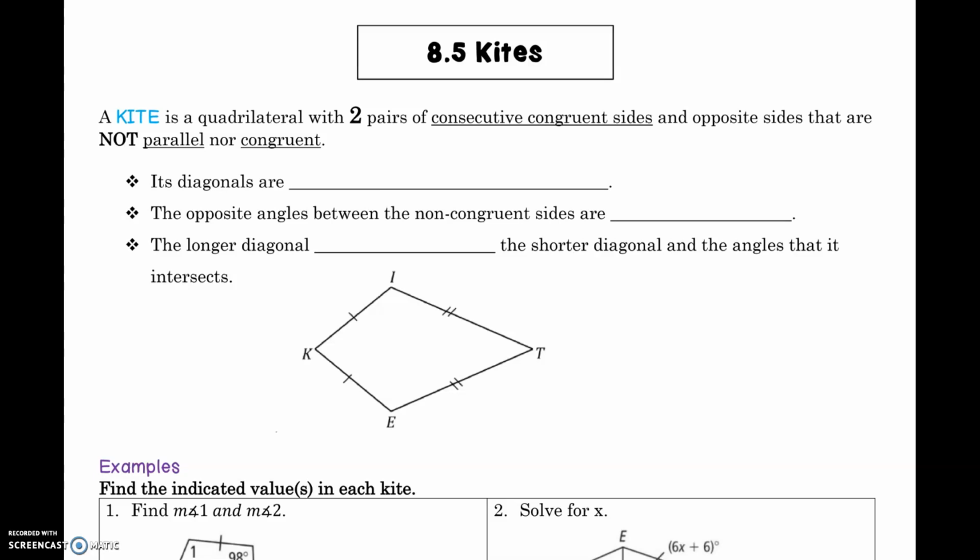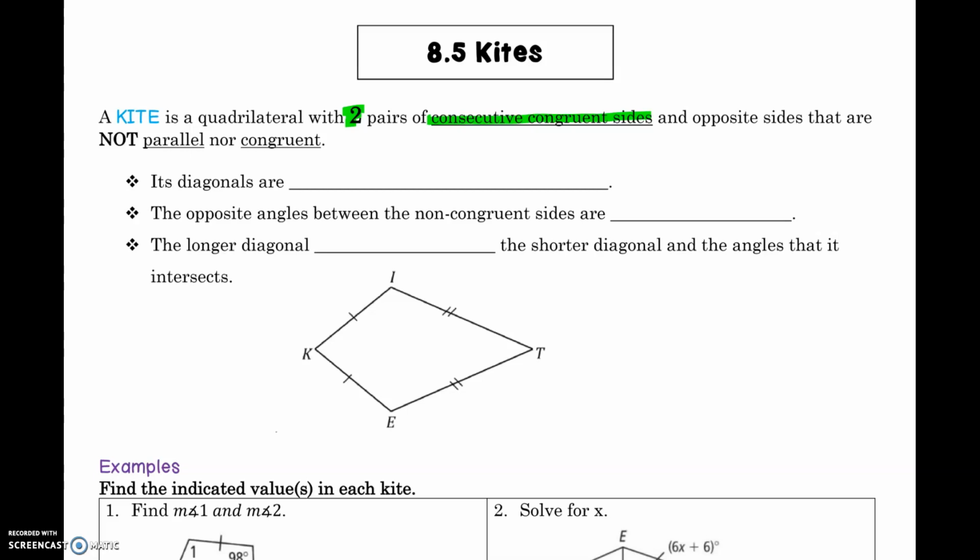Today we are going to talk about our last quadrilateral, which is a kite. A kite is a quadrilateral with two pairs of consecutive congruent sides, with opposite sides that are not parallel nor congruent. So instead of having opposite sides that are parallel and congruent, like we saw in parallelograms, we actually have consecutive congruent sides. So sides that are next to each other, or adjacent, are congruent.